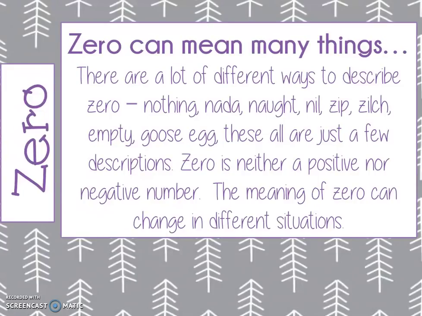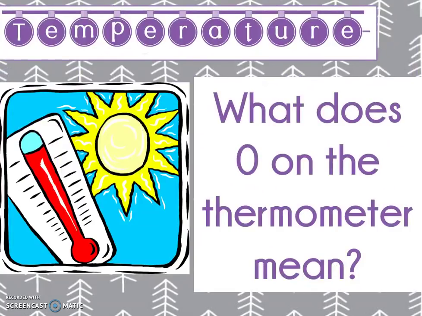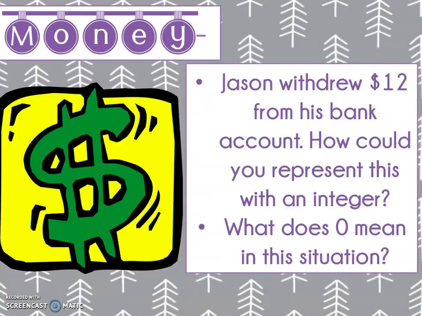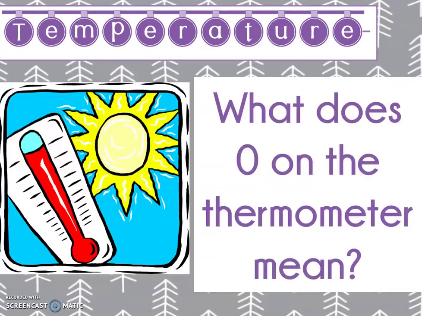Now, 0 is neither positive nor negative, so its meaning changes with different real-world situations that we can look into. For example, what does 0 represent on the thermometer? If we had to place a name on it, we would say that 0 represents 0 degrees. It's not a positive, it's not a negative, it represents 0 degrees. So on your paper, that's your first situation, and it says, what would it represent? It represents 0 degrees.